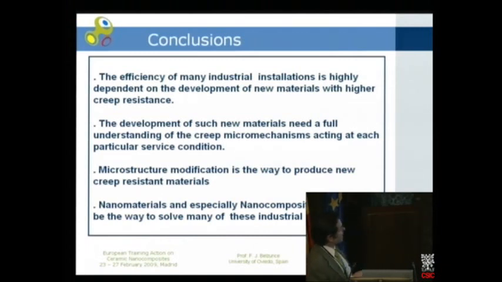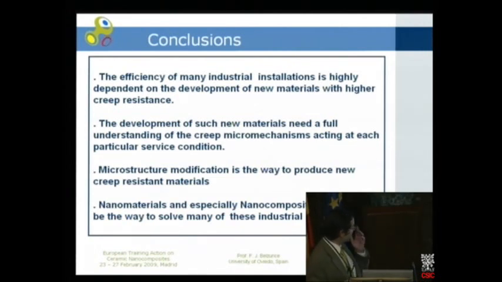One important point is that the development of such new materials needs a full understanding of the creep micromechanism acting at each particular service condition. It is essential to know which is the micromechanism in order to avoid it. And the way to do it is doing microstructure modification. So this is the way to produce new creep-resistant materials. I have shown you several examples.